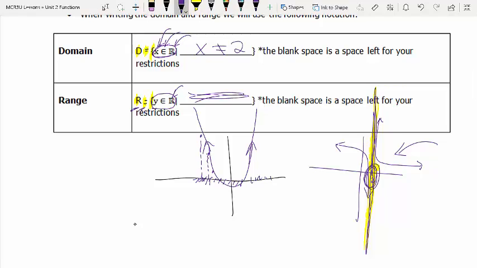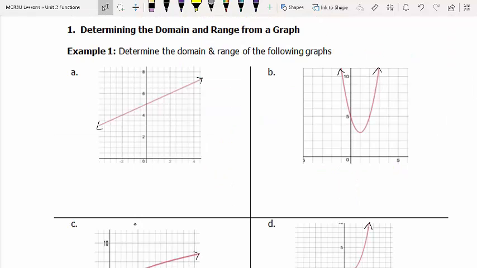We're going to go through a lot of examples now, and I'm going to show you how to write domain and how to include restrictions if there are any. So don't worry just yet if this is a little bit confusing. Okay, so determine the domain and range of the following graphs. Let's start with part A.